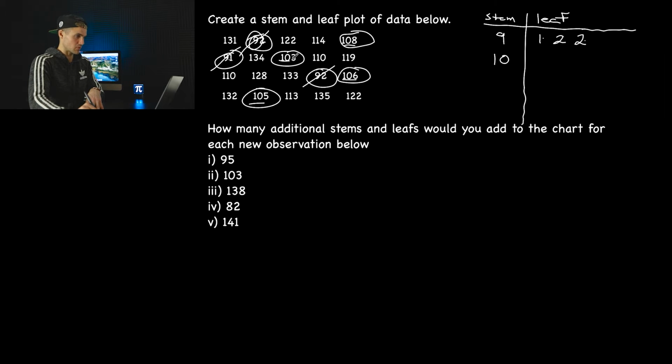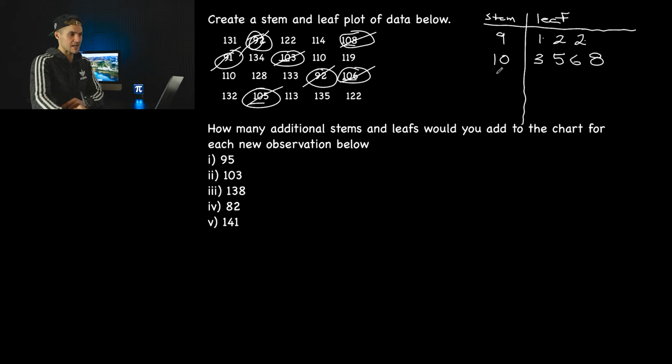And then we have to write them in order. Let me just make sure that we have all of them. Okay, so 103, that's the first one, so we're going to have a leaf of 3 there. Then 105, 106, 108. So four numbers between 100 and 109: 103, 105, 106, 108, like that.